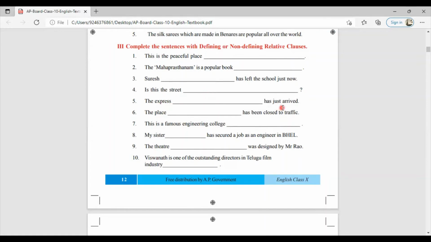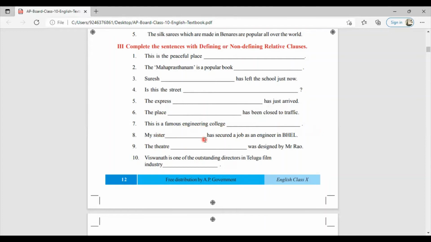"The express dash has arrived." The express which runs has just arrived. "The place dash has been closed to traffic." The place which is behind our house, which is at the back of our house, has been closed to traffic. "This is a famous engineering college dash." This is a famous engineering college that was founded by so-and-so person. Instead of so-and-so person, you can write your own name.